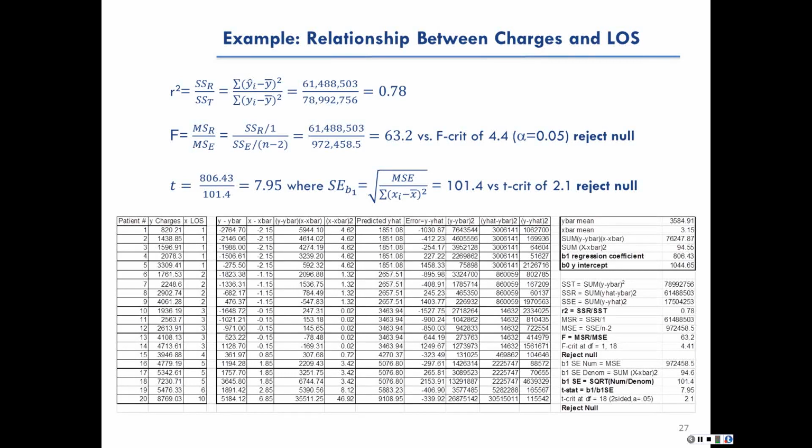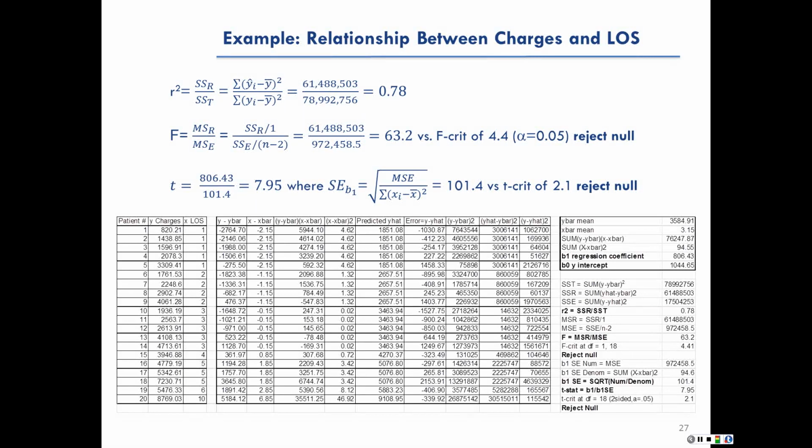You get an F statistic of 63, which is quite large. Anytime you get an F statistic that big, you're going to reject the null hypothesis, and so here we would reject the null hypothesis and conclude our regression model is a much better fit than just the mean of the dependent variable. Lastly, computing the t-statistic.